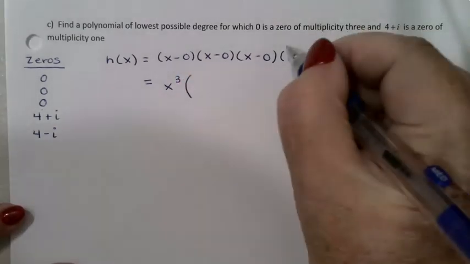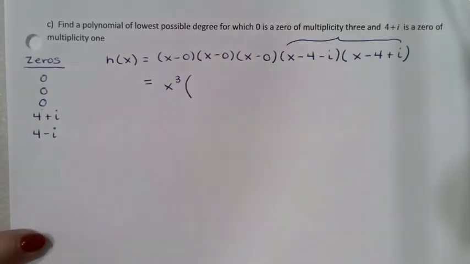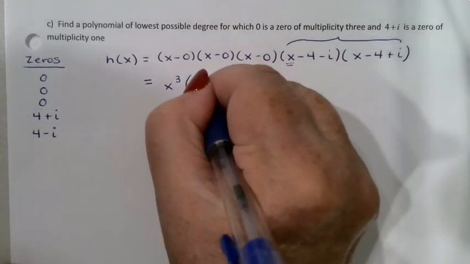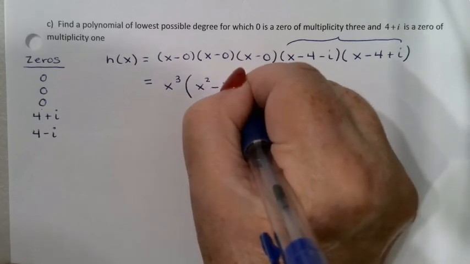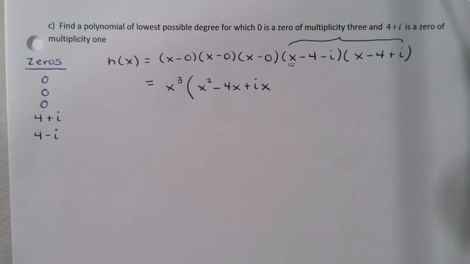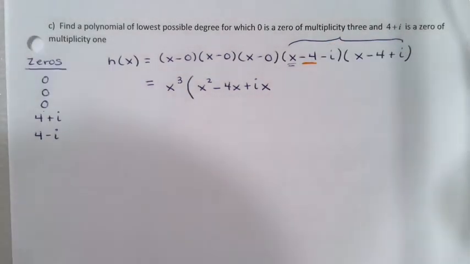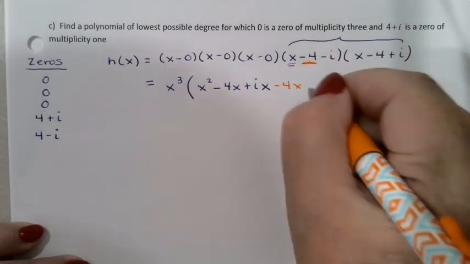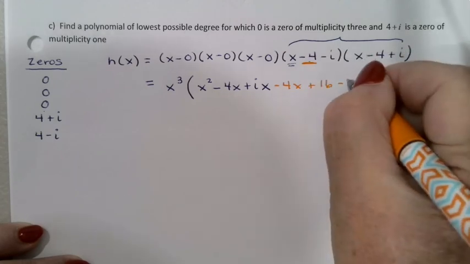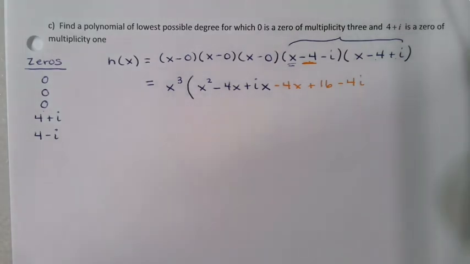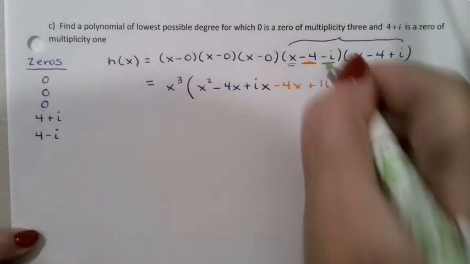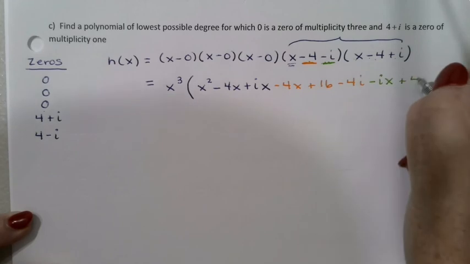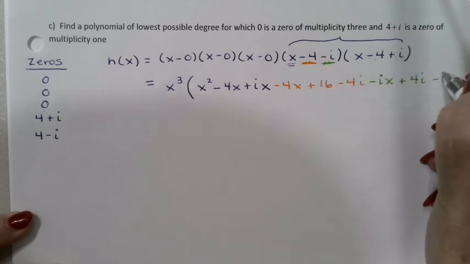All right, I need to multiply these two together, which is going to take a little bit of work, but we'll get there. I'm going to start by distributing this x. So I'd have x squared minus 4x plus ix. Next, I'm going to distribute this negative 4. So negative 4x plus 16 minus 4i. And then finally, I'm going to distribute the negative i. So negative ix, positive 4i, and negative i squared.